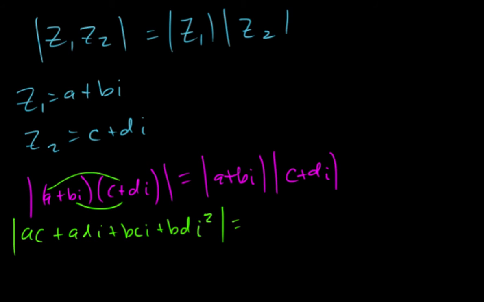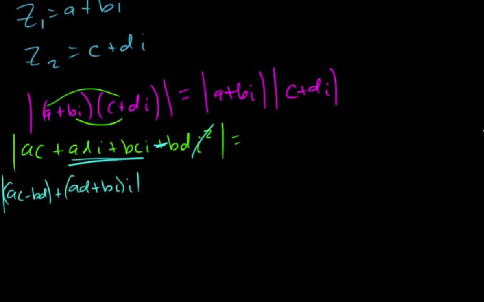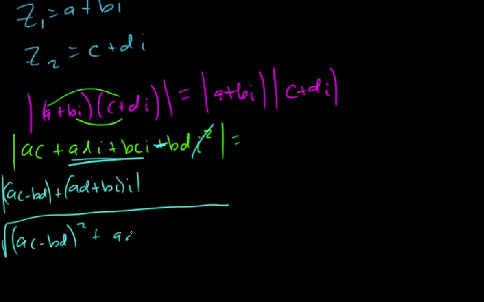Then over here we don't change anything yet. Okay, so if I add those together, I get ad plus bci. That i squared is a negative 1, so then I get ac minus bd. Those are added together, and we're still taking the magnitude. Okay, so to do the magnitude here, we're going to do ac minus bd squared, square root, and then ad plus bc squared.